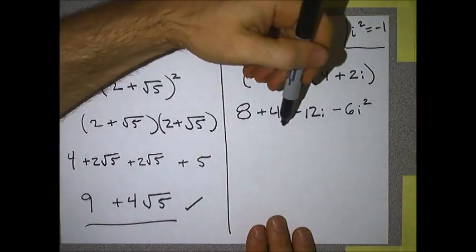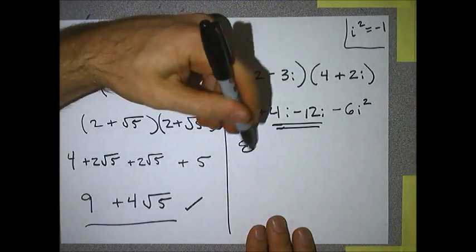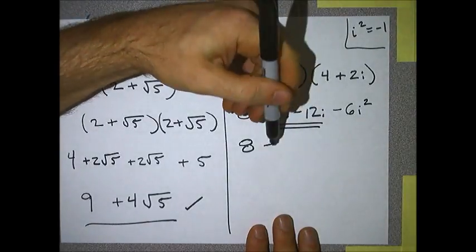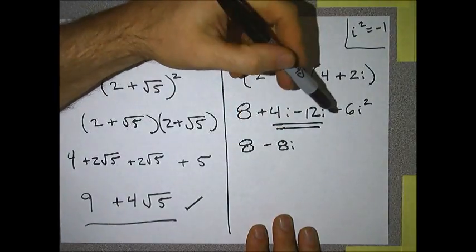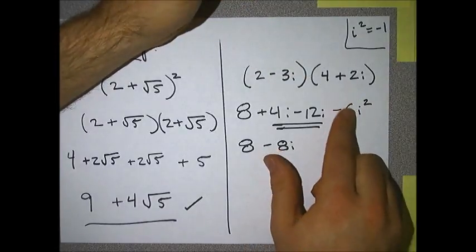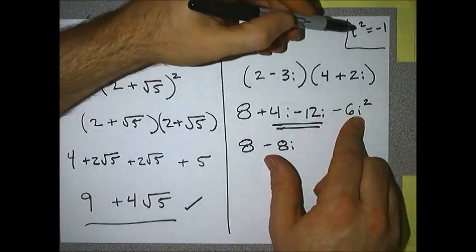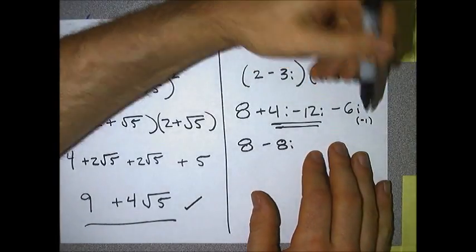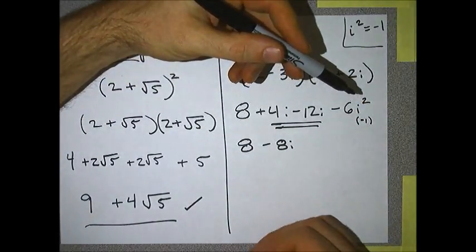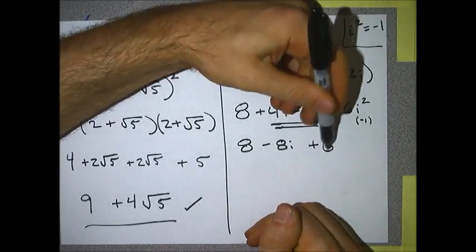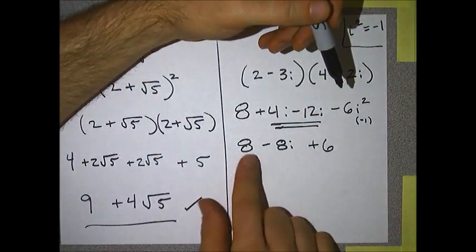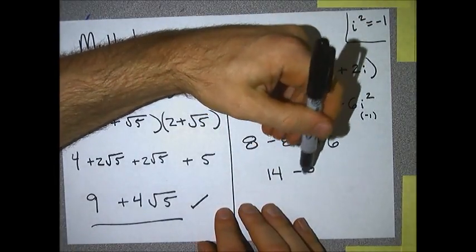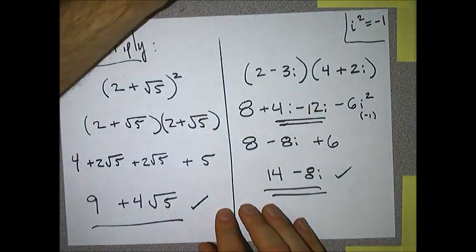Like terms are in the middle. So I'm going to say 8 plus 4i minus 12i is minus 8i. And last times last here originally gave us negative 6i squared, but we know that i squared is negative 1. So this is really negative 6 times negative 1, which makes this a positive 6. And then I say, what can I combine? 8 and 6 is 14. Bring down my 8i. Final answer.